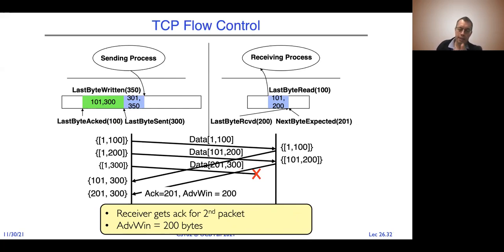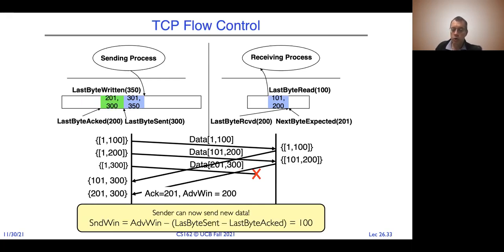But finally, now I get the second acknowledgement. The second acknowledgement tells the sender that the receiver got the first 200 bytes. So the next expected byte is 201, and the advertising window is 200. So now when you compute the advertised window, you get 100, because I now have in flight only 100 bytes. So I can send another 100 bytes.